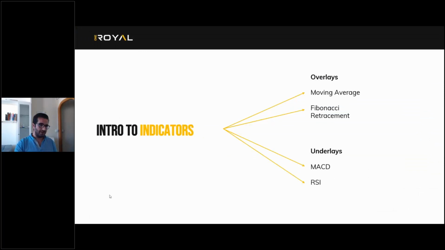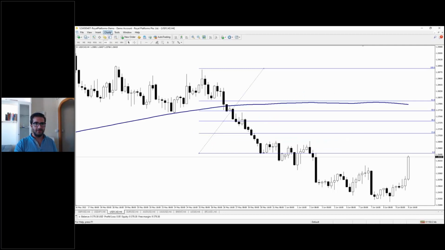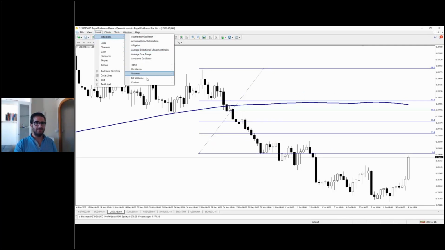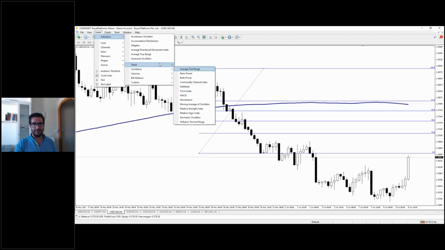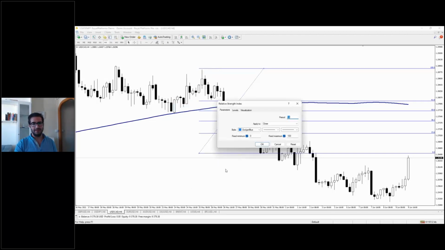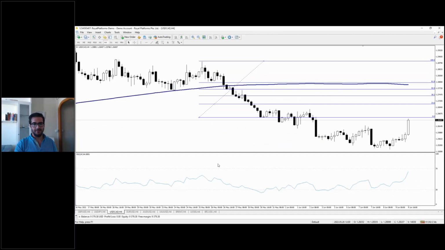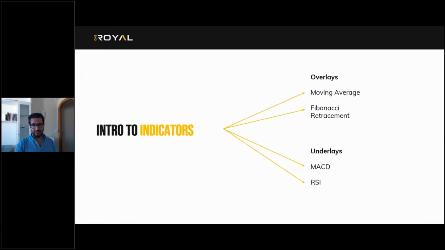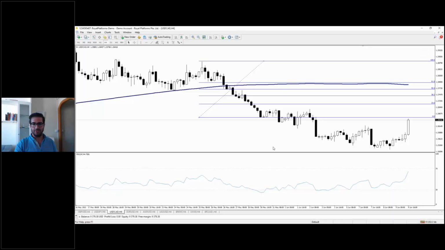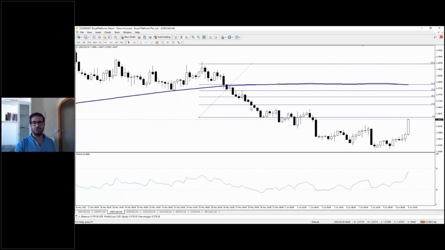Let me show you what the underlays look like. You go here as well, indicators, and then you will pick an RSI or MACD. They are in the oscillator group. So let's say I picked the RSI. You can see that the chart is split between the indicator and the price chart, and this is why they are called the underlays. Okay, so you will use maybe the RSI, combining it with Fibonacci and moving average to come up with trading ideas.